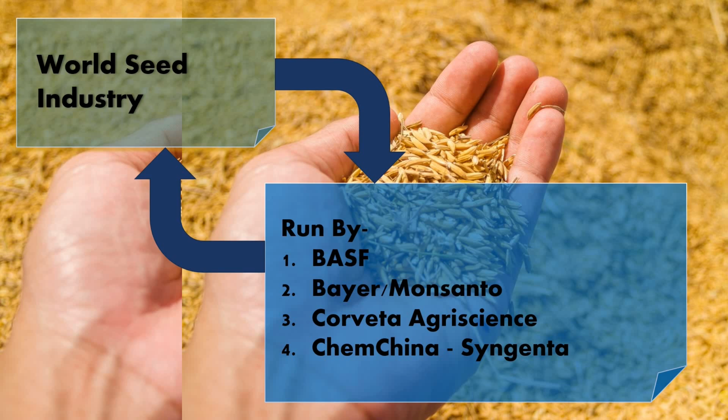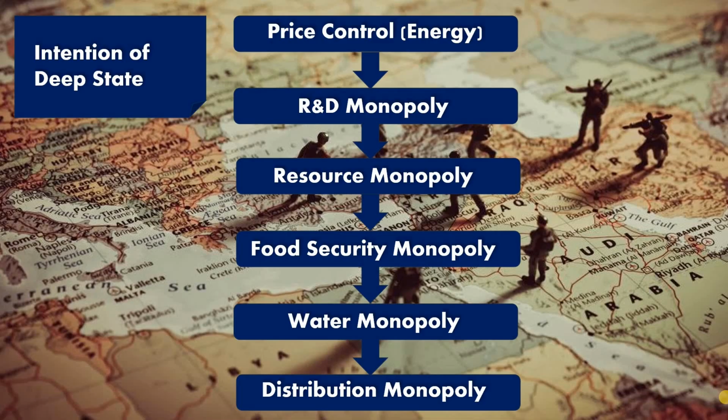Now, in today's time, the artificial intelligence market, robotics, drones, and blockchains are being implemented in the seed market. These companies are heavily investing in the AI market. So they are trying to control everything. What is their main goal, what is their intention? Their intention is to control the price, to monopolize the research and development market.